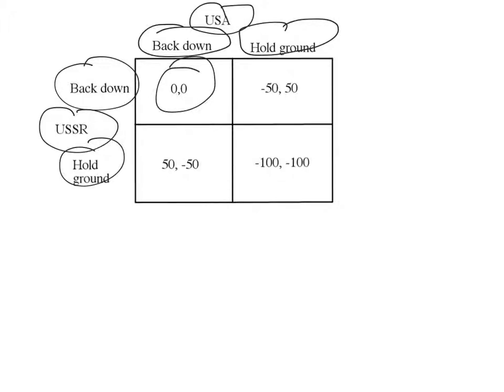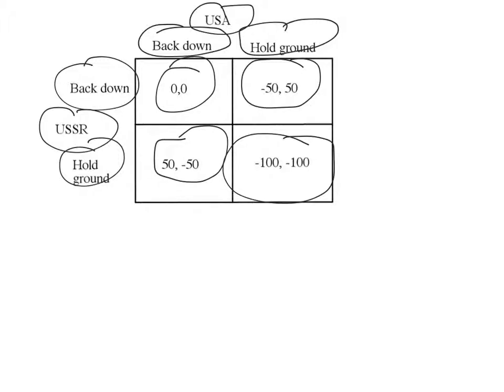If the US backs down and the USSR holds its ground, the USA's payoff will be 50, while the USSR's payoff will be -50. If the USA holds its ground and the USSR backs down, the USA's payoff will be -50, while the USSR's payoff will be 50. And if they both hold their ground, their payoffs will be -100. Pause this video to find the Nash equilibrium and find their most optimal strategy.